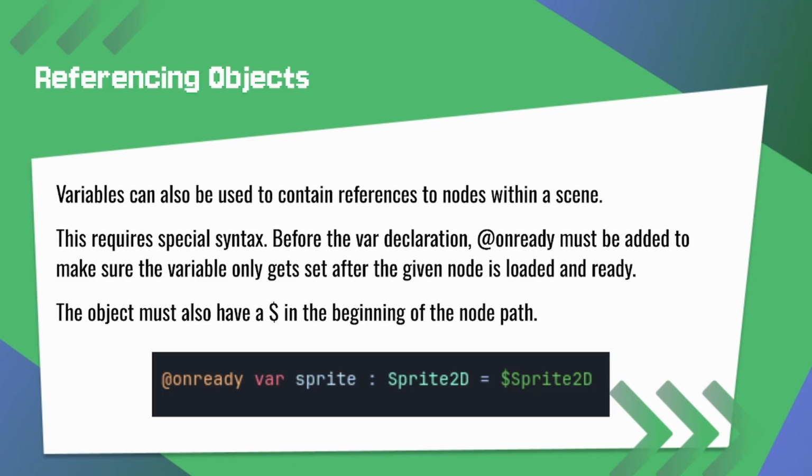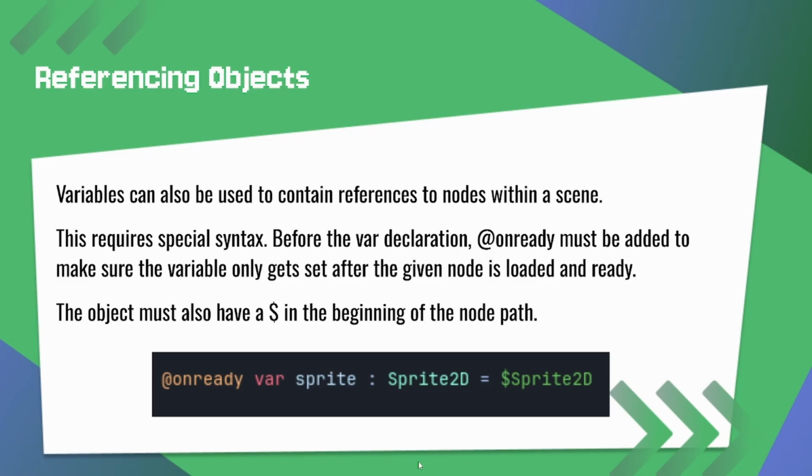All right, variables can also be used to contain references to nodes within a scene. This requires special syntax because you're putting an object into a variable. Before the variable declaration, the keyword @onready needs to be added before var. This makes sure that the variable only gets set after the node that you want to load into it is loaded and ready. You don't want to try and add something that isn't ready into a variable because then it will just be null.